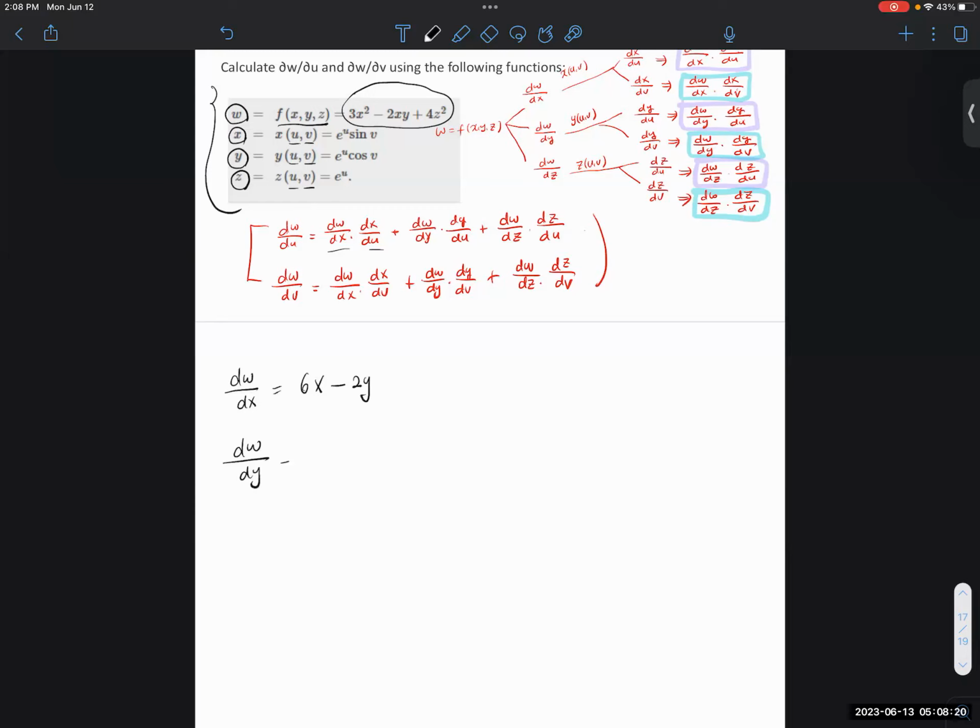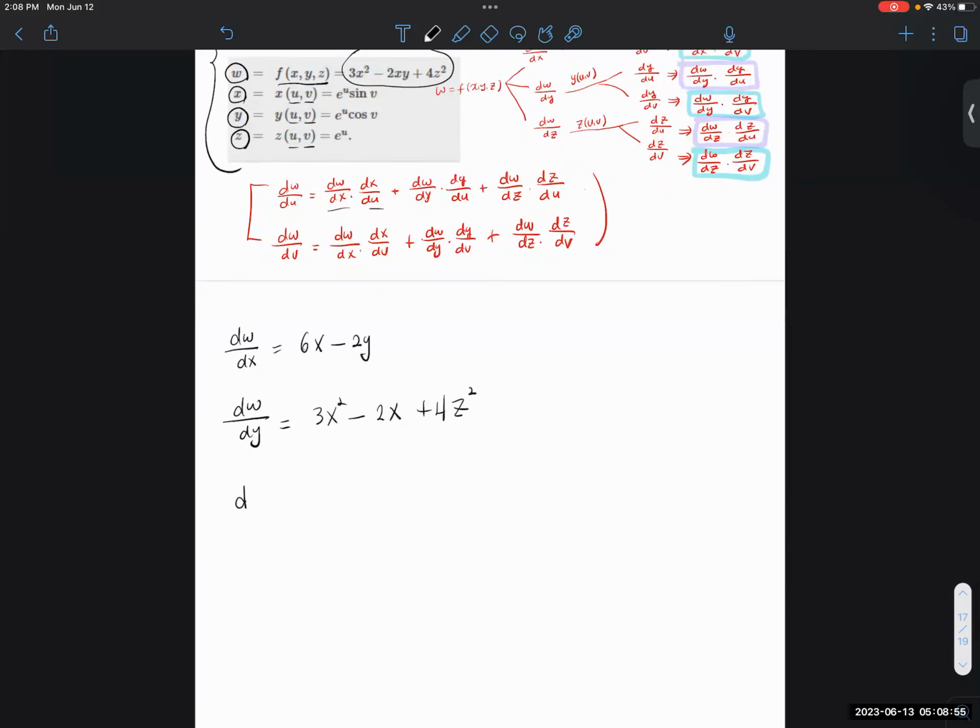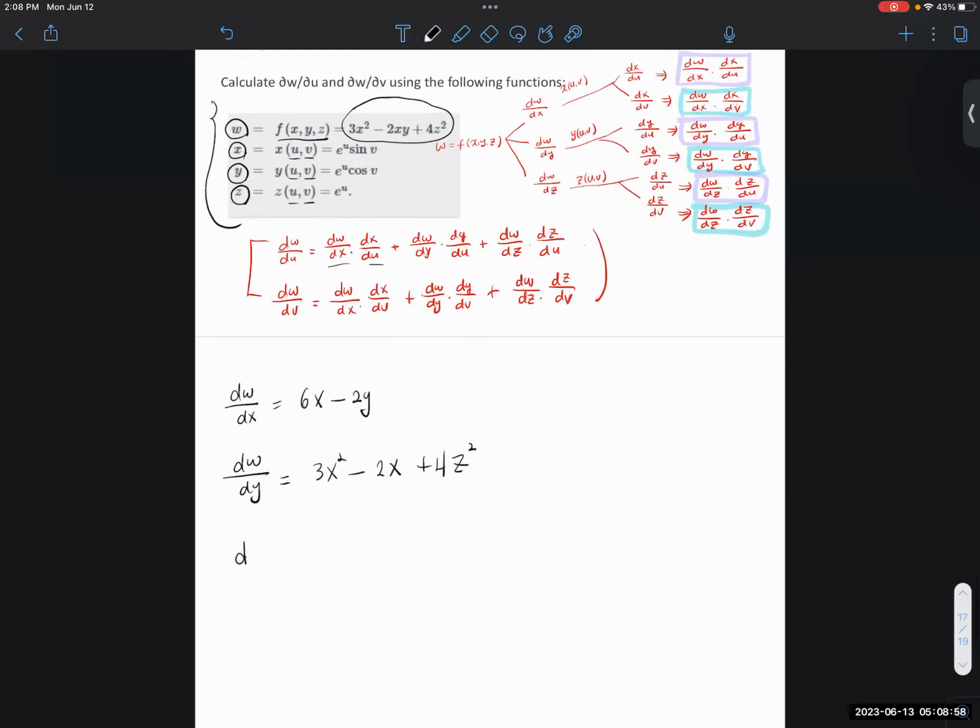dw over dy. So now you're taking the partial derivative with respect to y. X is going to be the constant, so dw over dy. So what happened? 3x squared, that's going to be the constant. And then we have 2x. That's it. And then we do have plus 4z to the second power. Am I correct? I have a little bit of a typo.